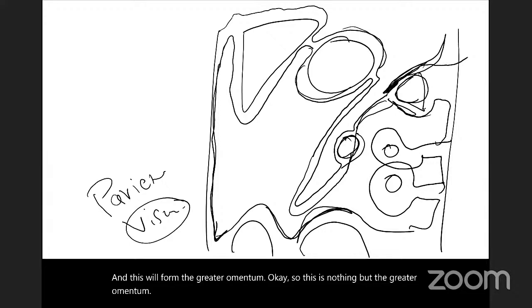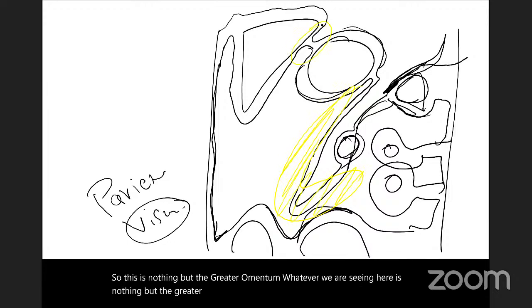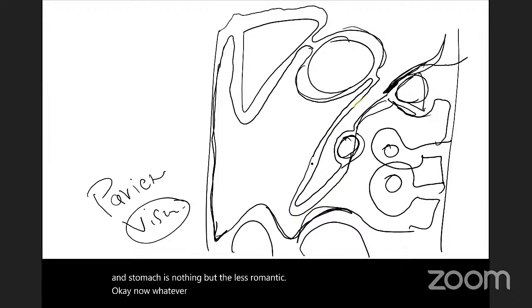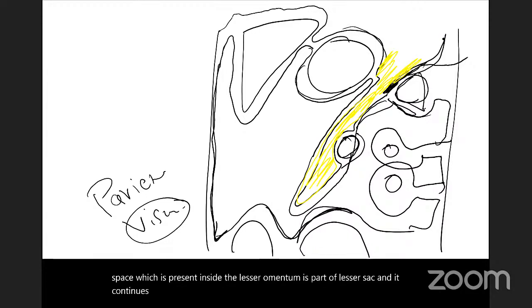So this, I'll just change the color. So this is nothing but the greater omentum. Whatever we are seeing here is nothing but the greater omentum. Whatever we see here in between the liver and the stomach is nothing but the lesser omentum. Now, the space which is present inside this lesser omentum is part of the lesser sac, and it continues till here, and till here there will be the diaphragm.